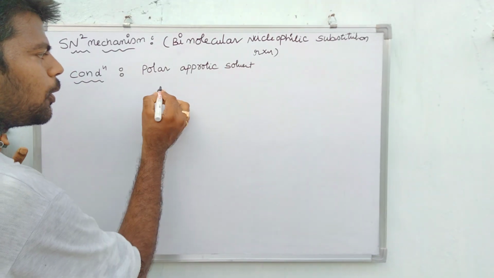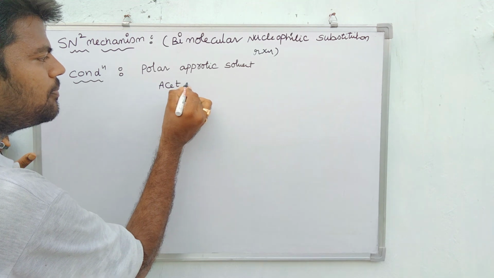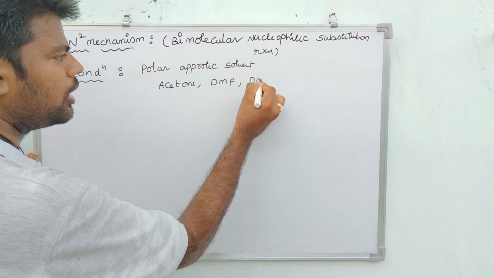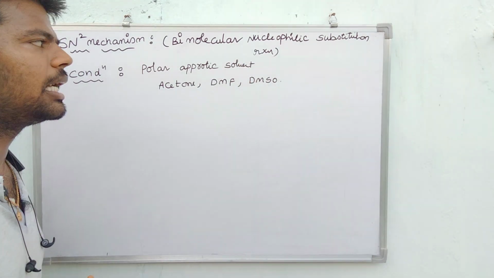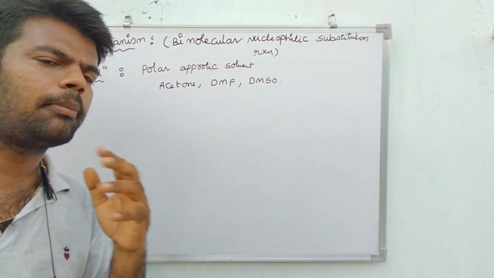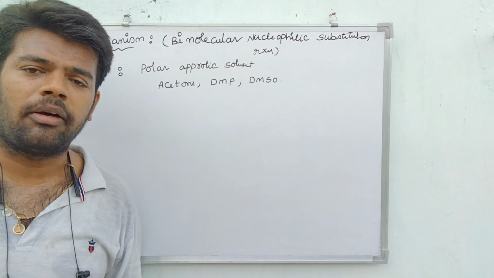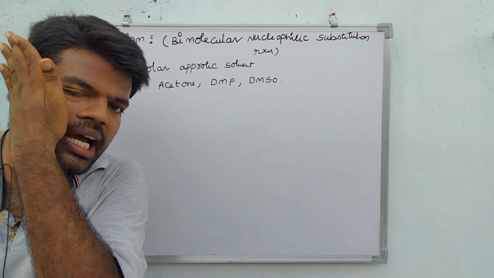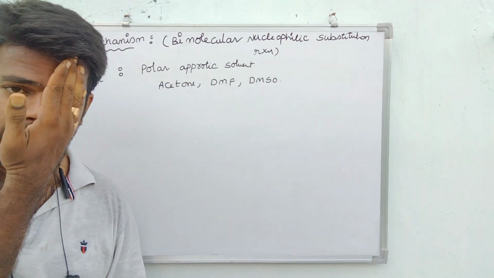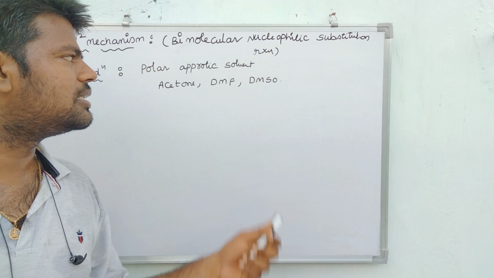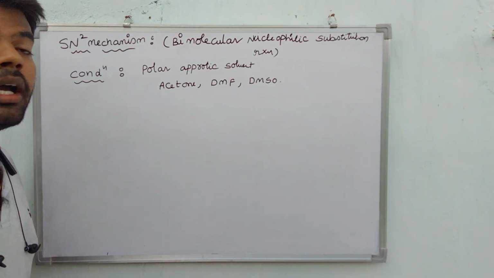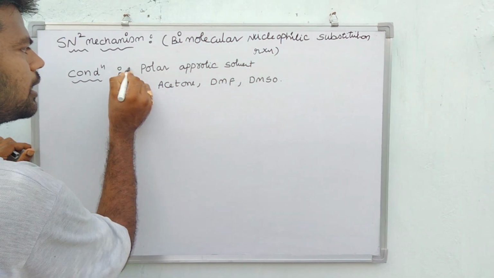What are examples of polar aprotic solvents? Acetone, DMF, and DMSO all act as polar aprotic solvents. Acetone, we know, does not liberate protons. DMF, what is the full form of DMF? Dimethyl formamide. The full form of DMSO is dimethyl sulfoxide. In the presence of these solvents, the reaction takes place by the SN2 mechanism. This is condition number 1.